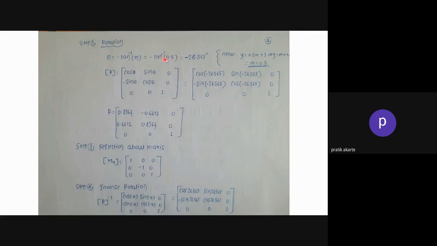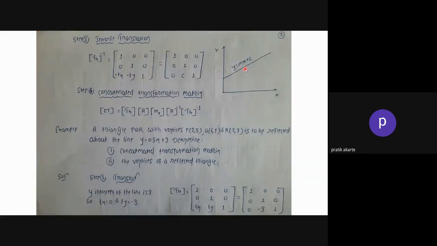So minus tan inverse of 0.5. So this is the m value we are using, y is equal to mx plus c, m is equal to 0.5 and c is 3, and we get the angle as minus 26.565. So we are taking that as it is because our rotational direction is clockwise.